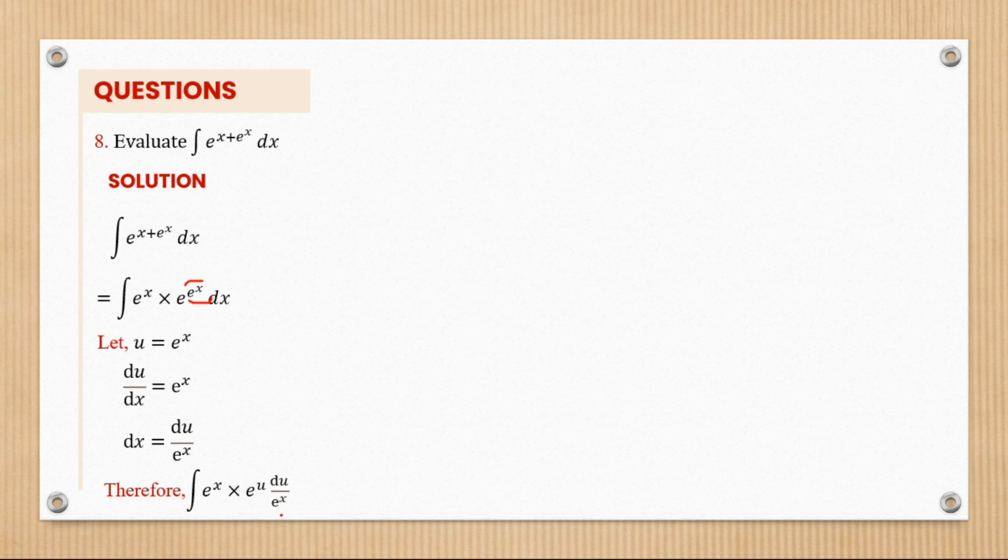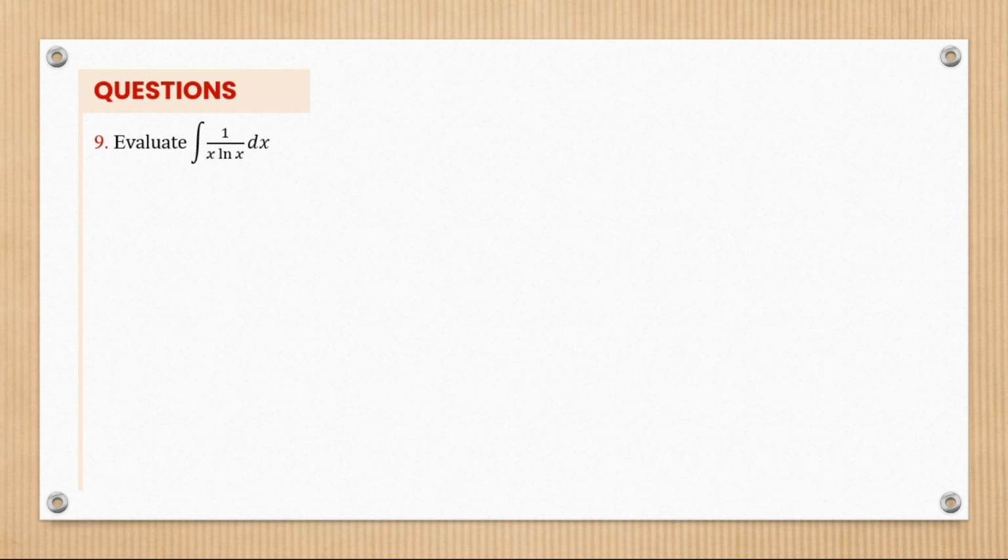Now we can see that this and this shall cancel, and therefore we'll be left with the integral of e^u du. The integral of e^u is clear, it's just going to be e^u plus c. But remember that u is e^x, so our answer is e to the power e^x plus c, and that's the answer we're looking for.